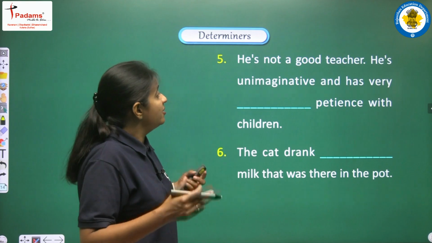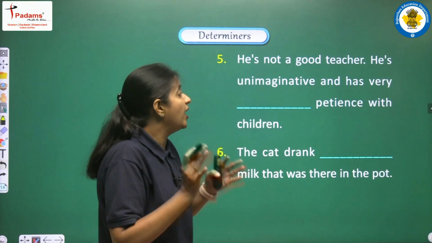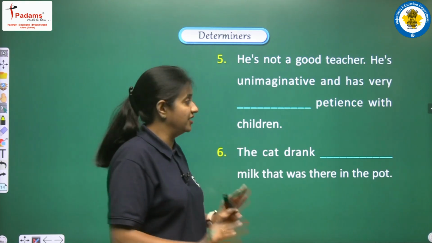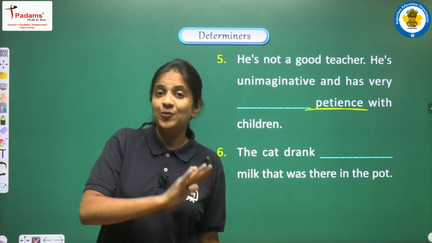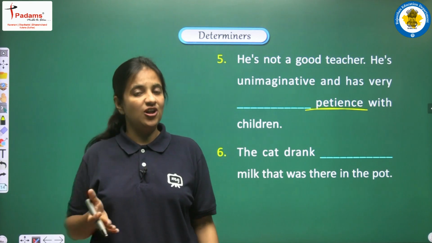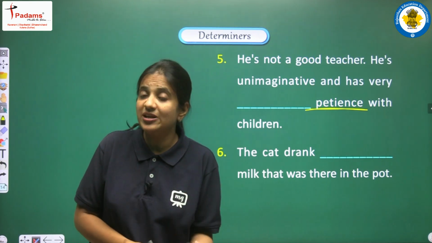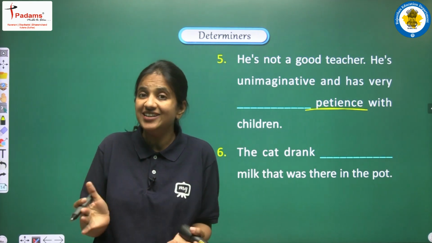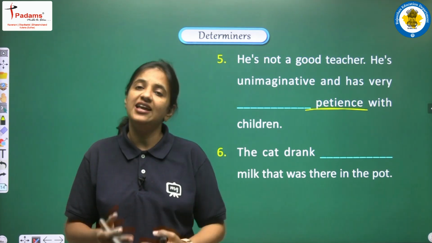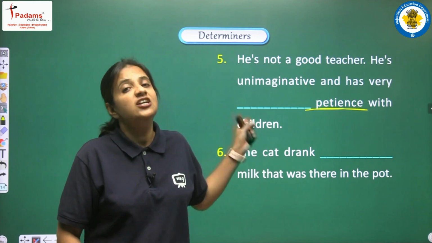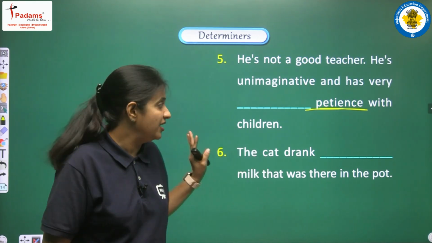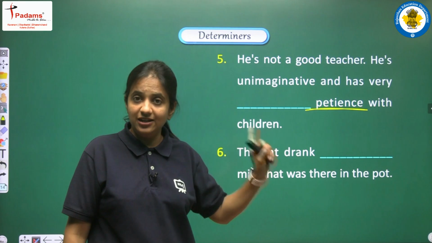Next sentence: he is not a good teacher. He is unimaginative and has very patience with children. First of all, let's see the noun patience. Is patience countable or uncountable? We all know patience is an uncountable noun. Yes, हम patience को count नहीं कर सकते हैं, हम measure कर सकते हैं, हम कम ज़्यादा बता सकते हैं, but we cannot count this term, patience. So yes, patience is an uncountable noun. So we have to apply the little family here.